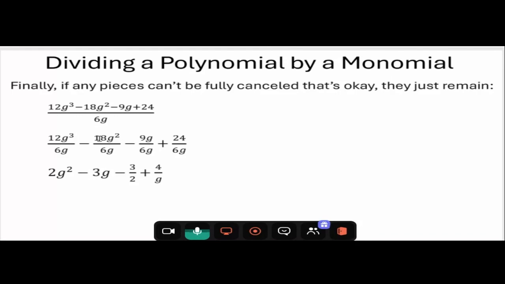If it's a fraction you can reduce, great. 18 over 6 is 3 over 1 technically, but we just write 3. If it was 17 over 6, it would just stay 17 over 6. Just like this 3 over 2 stayed 3 over 2. We can't take that any further.